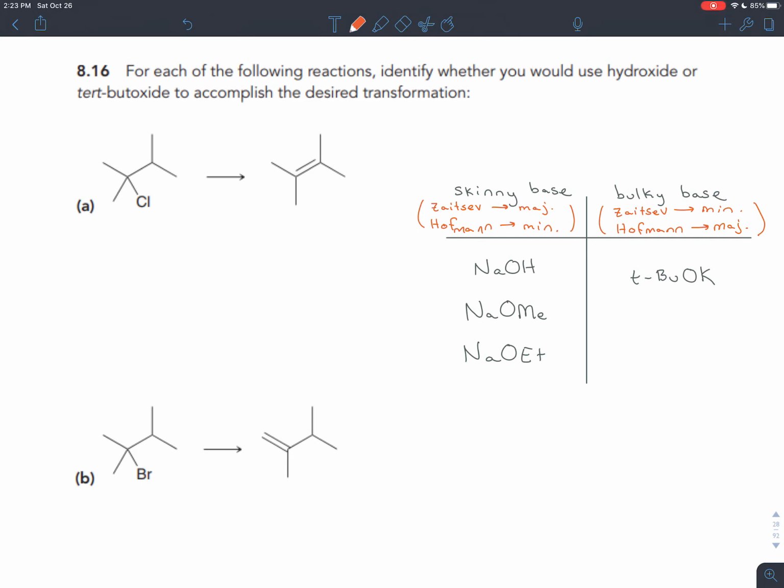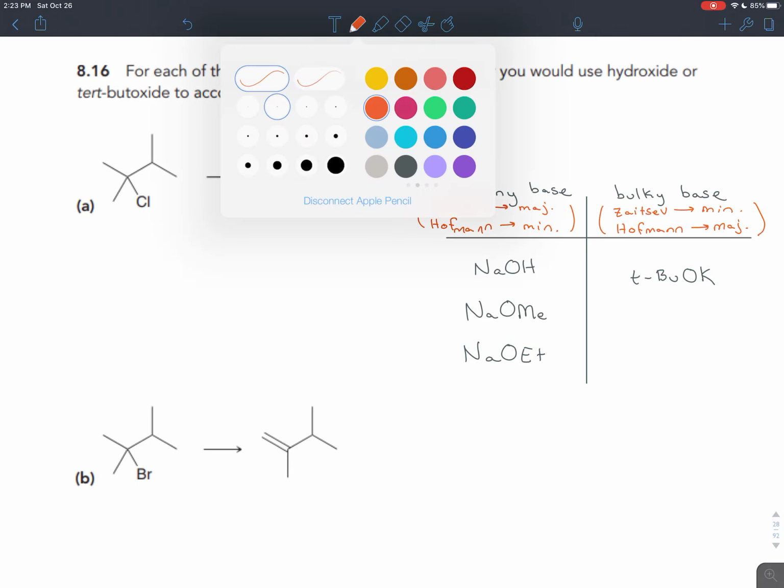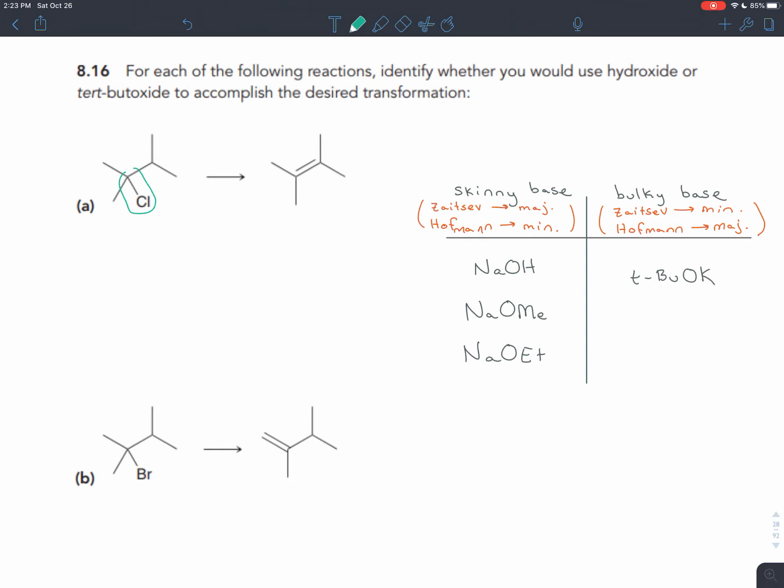So this time we want to think about, in each case, what should we add? Should we add a skinny base like sodium hydroxide? That's what they're mentioning. But we could have also used sodium methoxide or ethoxide, or should we use a bulky base like potassium tert-butoxide? And to do that, you would want to draw in the beta hydrogens. Now remember, the carbon that has the leaving group on it is the alpha carbon. Every carbon next door to that is a beta carbon. So we have 3 beta carbons here.